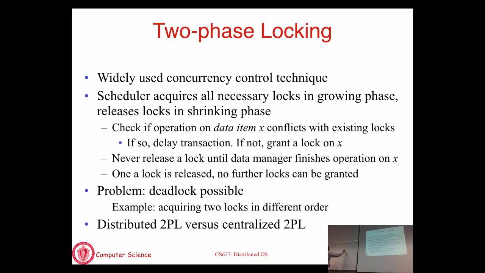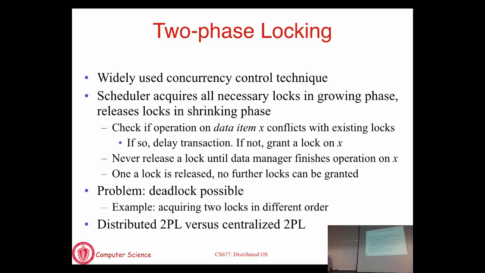You need two transactions for sure. One transaction wants to read X first and then Y, and another transaction wants to read Y first and then X. The first transaction will get a lock on X, and the second transaction will get a lock on Y. So the first one will be waiting for the second one to release the lock on Y, and the second one will be waiting for the first one to release the lock on X.